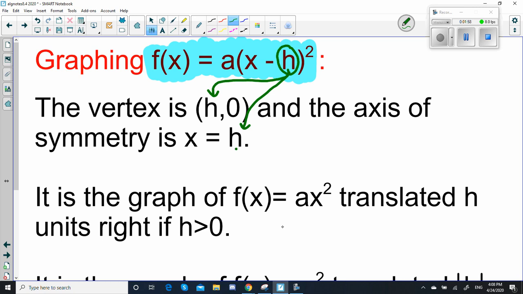Okay? If h is a positive number, that's going to shift it, or horizontally translate the parabola, however many units to the left. And if h is negative, it's going to shift it, or horizontally translate it, however many units to the right.